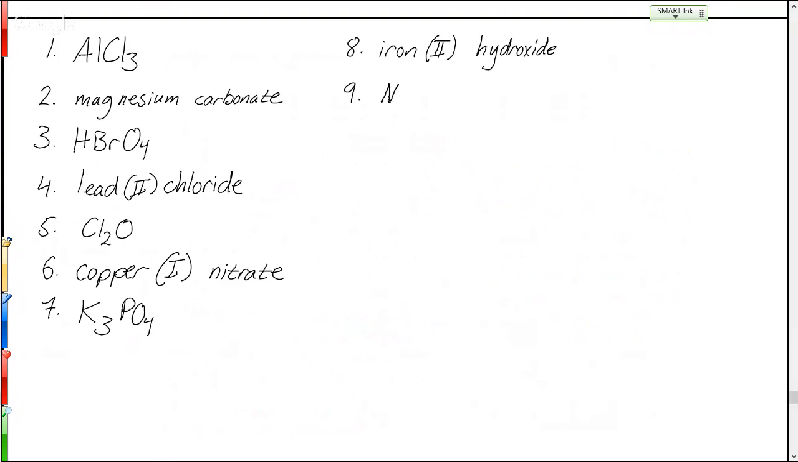Number 9, sodium hydrogen carbonate, NaHCO3. Hydrogen carbonate is also called bicarbonate sometimes.